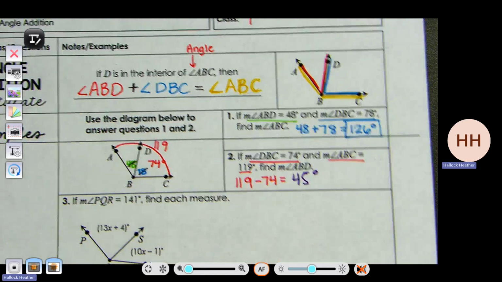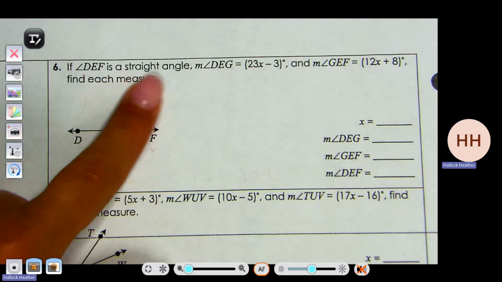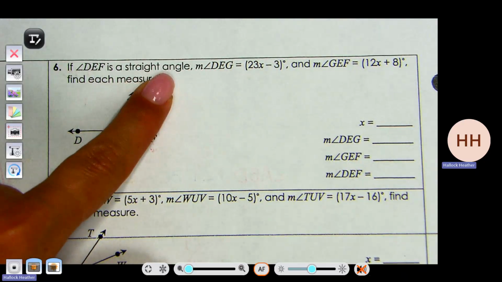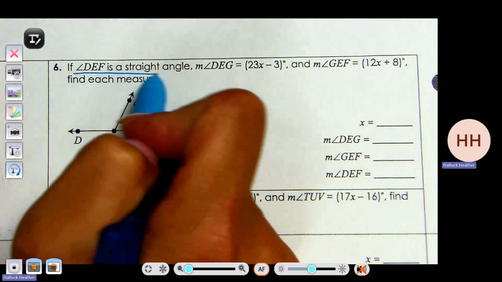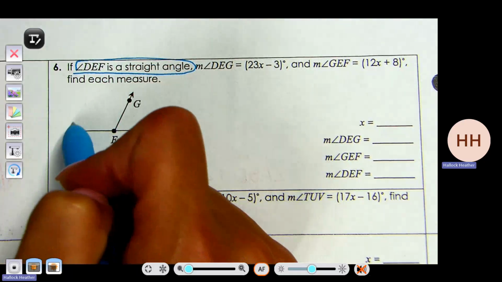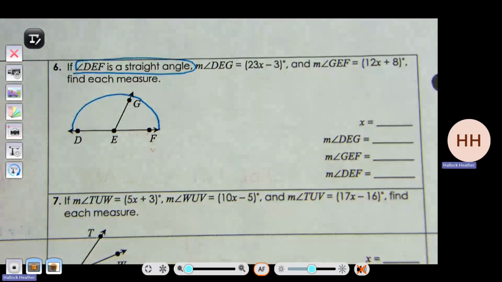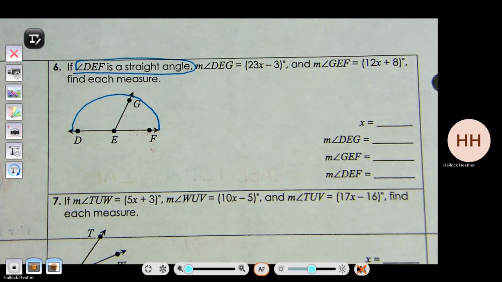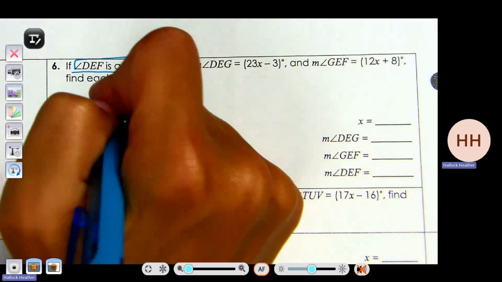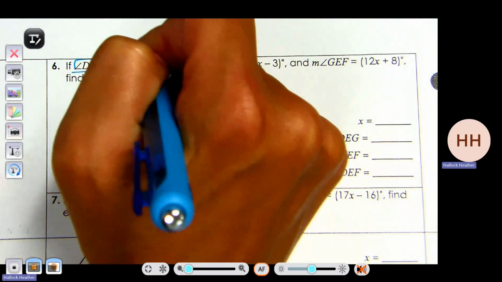For number 6, because we're jumping around, number 6 says if DEF is a straight angle, which is weird, we're going to put this in our picture. How much would DEF be in total if it's a straight line? 180. Because a full circle makes 360. So you have to think an angle is starting small and opening a little bit. That's an acute angle. Then it's obtuse. A straight line is opening to a flat amount. So this is 180 in total. So anytime it says a straight angle, that's 180 degrees.